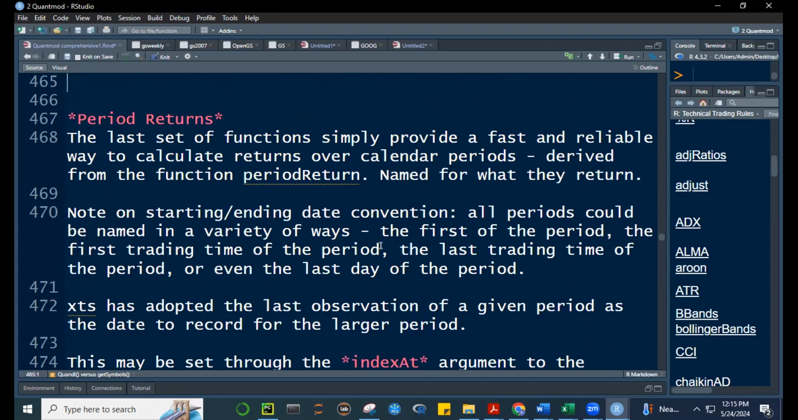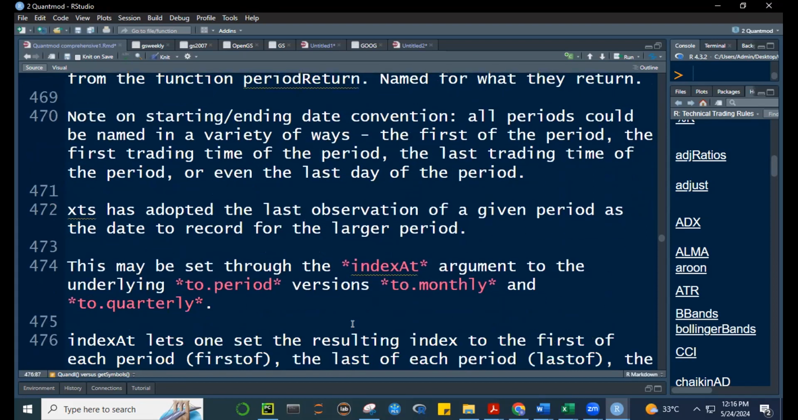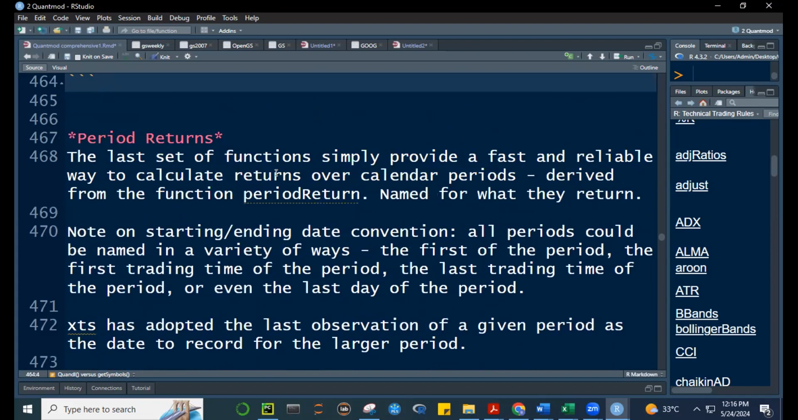So, as we said, quant mode provides a very fast way to compute for the returns. Since the output here is an XTS, we're told here, let me just read through this. The last set of functions simply provide a fast and reliable way to calculate returns over calendar periods. And why is that so? It makes it easy to compute returns because your date is indexed. Naka-index siya.